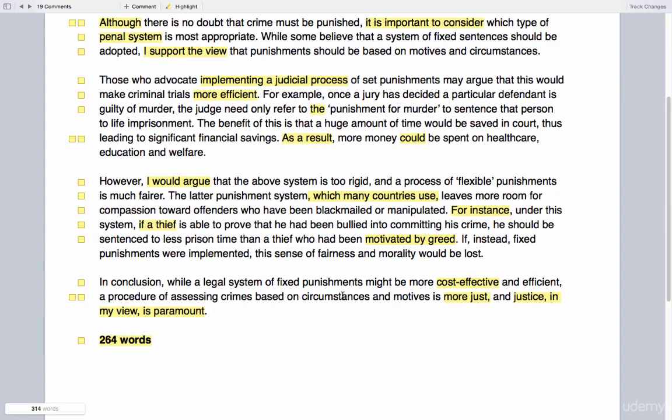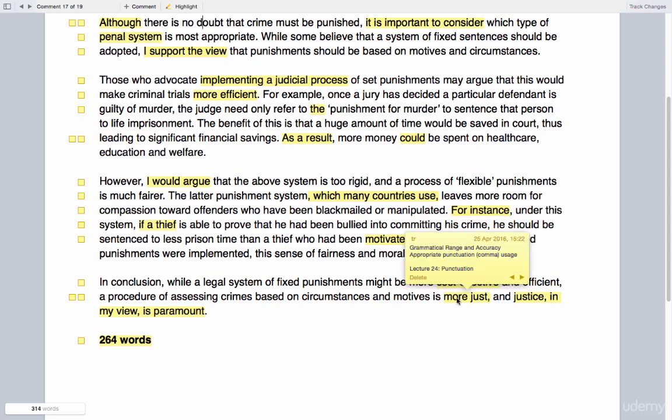Let's look at the conclusion. In conclusion, while a legal system of fixed punishments might be more cost-effective and efficient, a procedure of assessing crimes based on circumstances and motives is more just, and justice, in my view, is paramount. So a few bits of language to go through here. Cost-effective. This demonstrates our ability to form words accurately and effectively. And you can learn about word formation in Lecture 20, which is important for lexical resource.